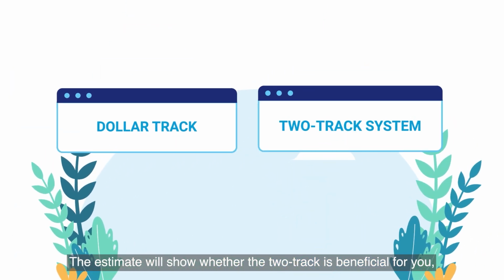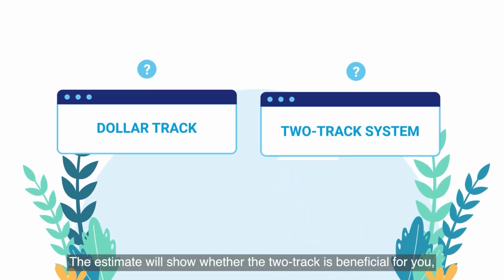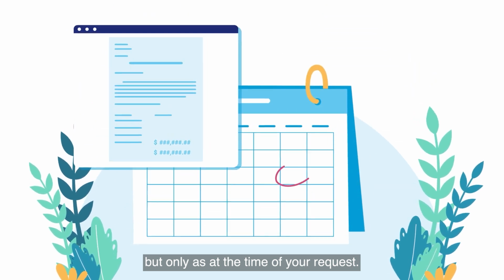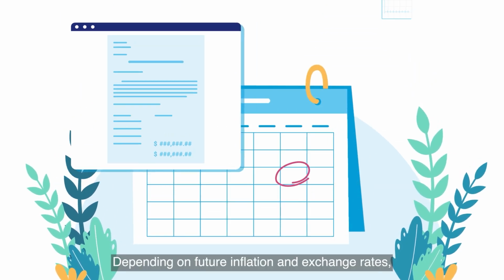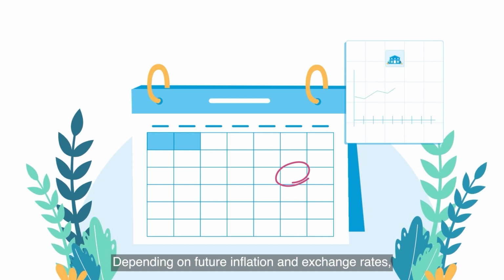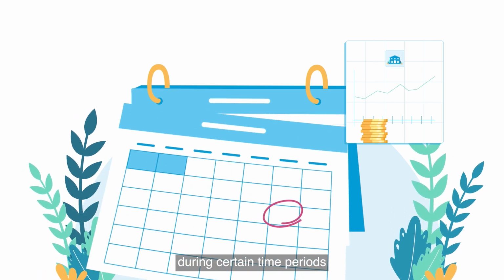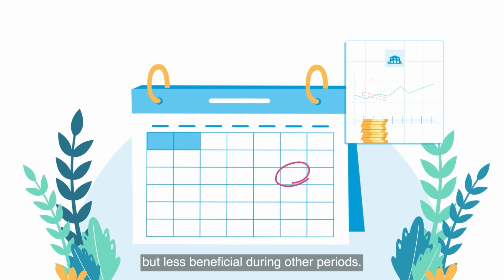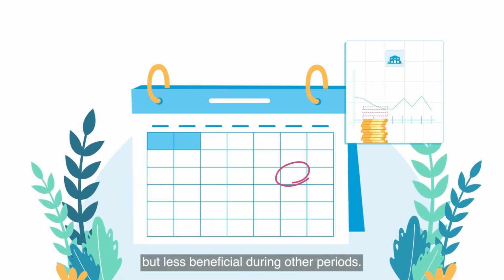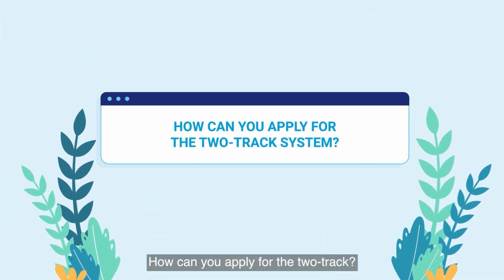The estimate will show whether the two-track is beneficial for you, but only as at the time of your request. Depending on future inflation and exchange rates, the two-track might be beneficial during certain time periods, but less beneficial during other periods. How can you apply for the two-track?